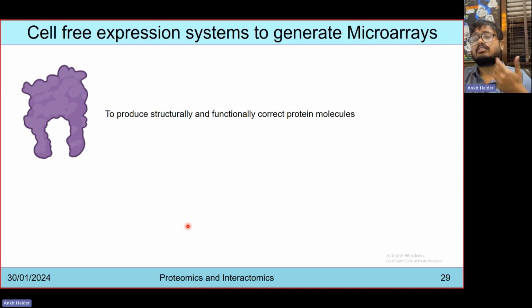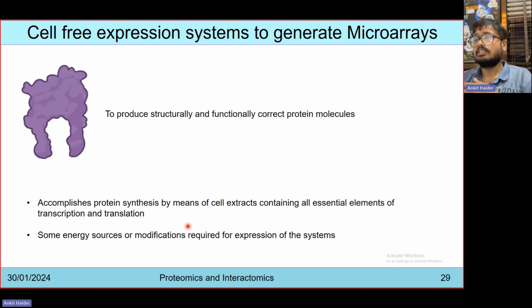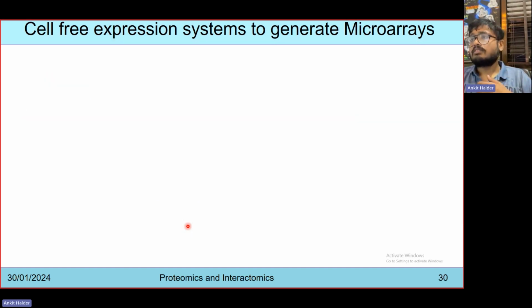So definitely it takes much challenge to have structurally and functionally correct protein molecules. This leads to the cell-free protein expression system. This could be accomplished by means of cell extracts containing all essential components. Cell extracts can be yeast extract or rabbit reticulocyte lysate or different extracts which contain all the essential elements for transcription and translation, and some energy sources or certain tags or modifications will help to get better expression of the systems.